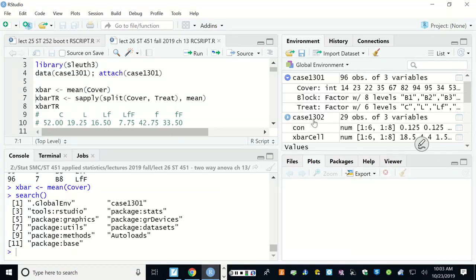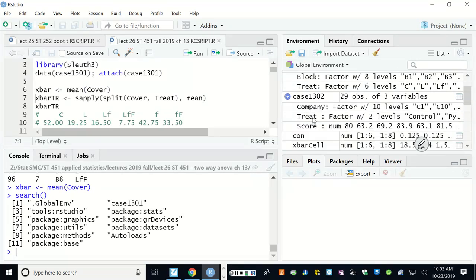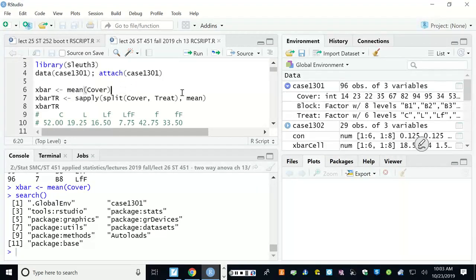Initially I attached case 1302, thinking that maybe we would use those, and case 1302 also has a treatment, so that's a duplicate variable name. It's actually caused me a little problem, like attaching them both. When I tried to split and summarize things by treatment, it thought, oh, it's cover on this data set and treatment on that data set, and they're different lengths, so that doesn't work, right? So I had to detach that data set and just do one at a time. Anyway, that's more of a little R thing.